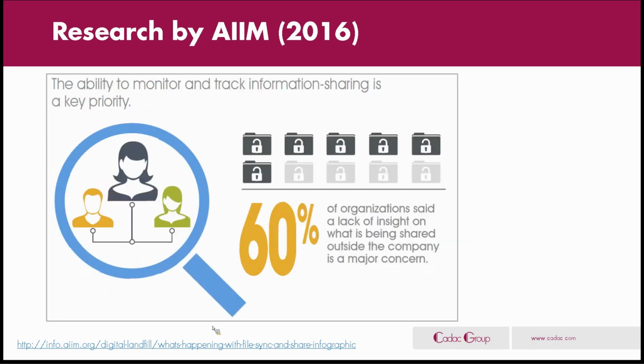So another interesting fact here, and please go ahead and download the full research: the ability to monitor and track information sharing is a key priority. That was one of the other outcomes of the questionnaire, of the research. But 60% of the organizations said that a lack of insight about what is being shared with whom is a major concern for companies, right?